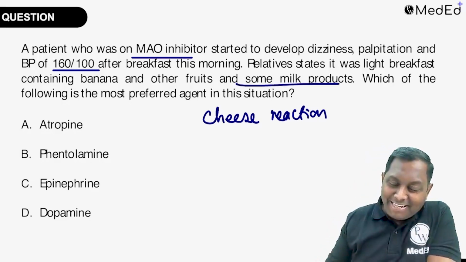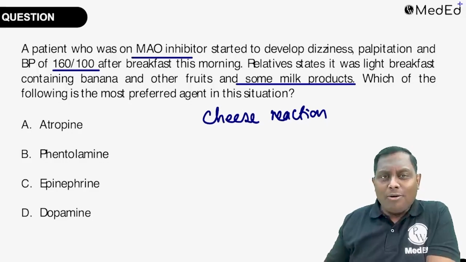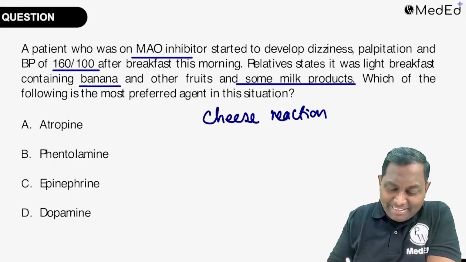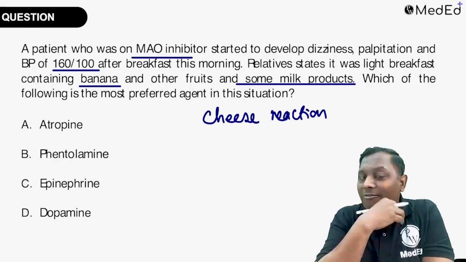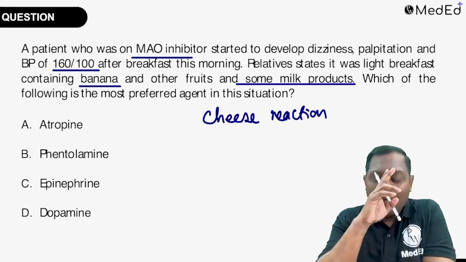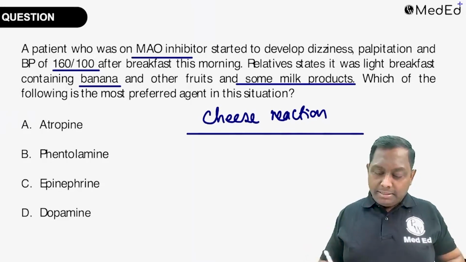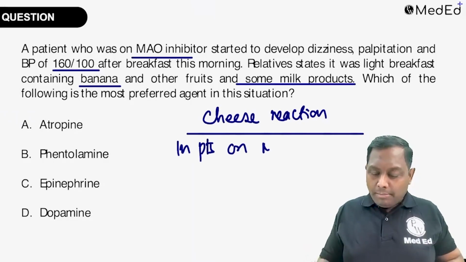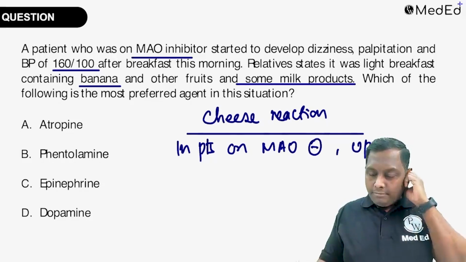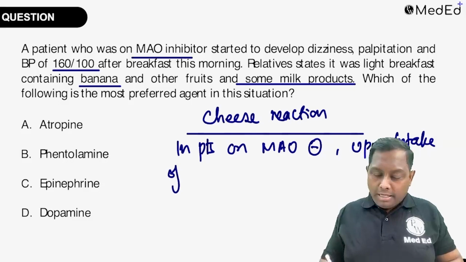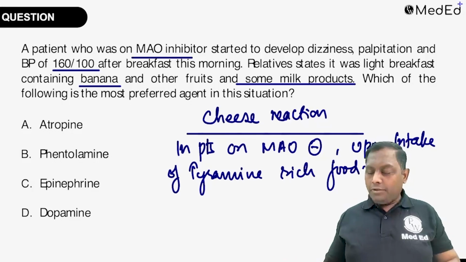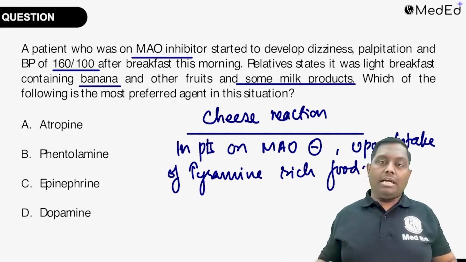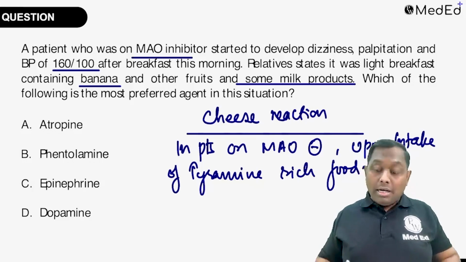Okay, what did he eat? He ate a milk product, some fruit also, banana. Now this much is more than enough, because in your examination there may not be any vegetarian examiner, there may be a history of wine, because this cheese reaction is mainly seen in patients who are on MAO inhibitor upon intake of tyramine rich food. If the patient takes MAO inhibitor after tyramine rich food, he will have a problem. Let's understand why and how.